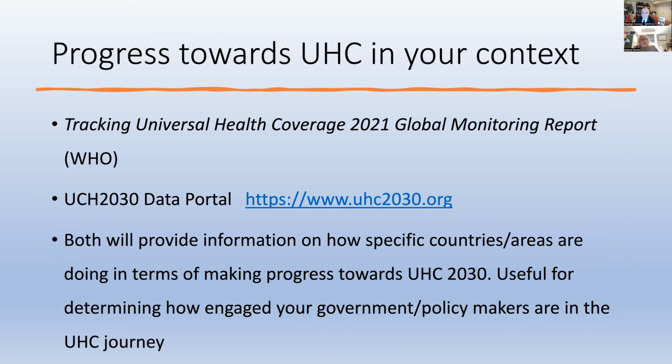And there's two ways that you can do this as well. One is by looking at the tracking of the Universal Health Coverage Global Monitoring Report. And Stephen showed you some data from that earlier. And that will show you where your own context is or was in 2021 in terms of universal health coverage progress. But it's also the UHC 2030 website has a data portal which you can put your own country into and find out where it is in terms of UHC progress, which is pretty up to date.